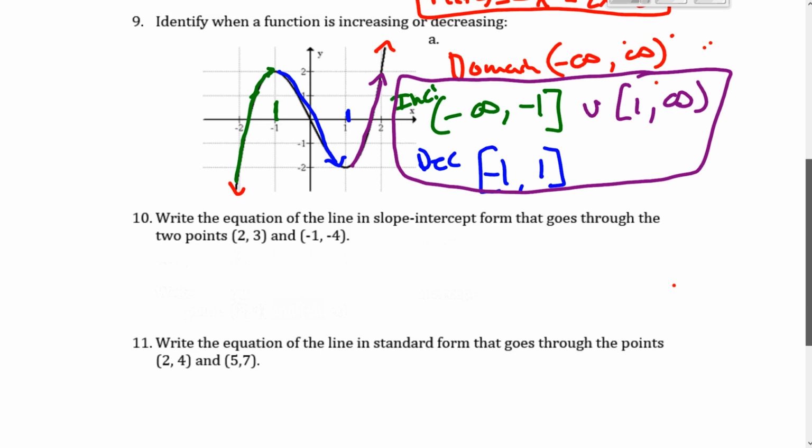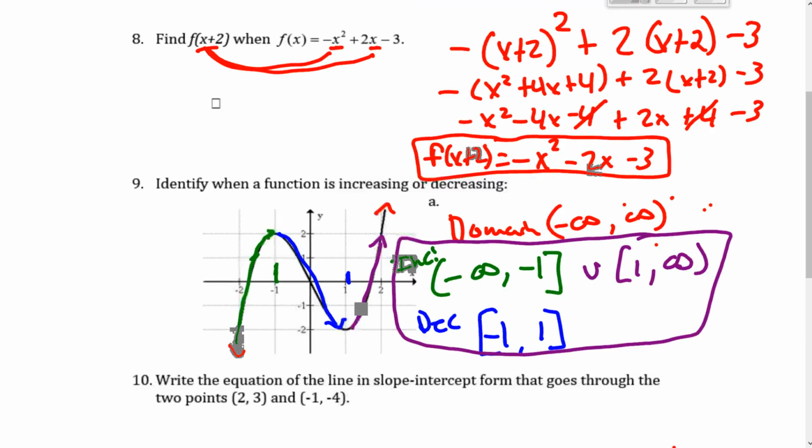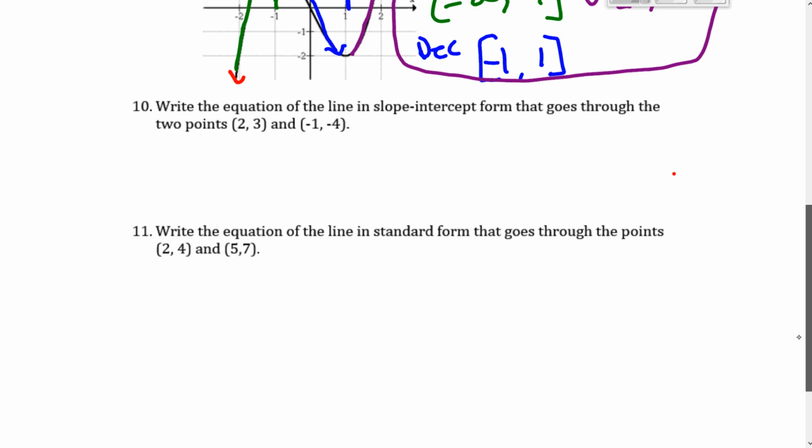And don't care about the y values. Just where on the x's. Is it going up? Is it going down? Does it remain the same?